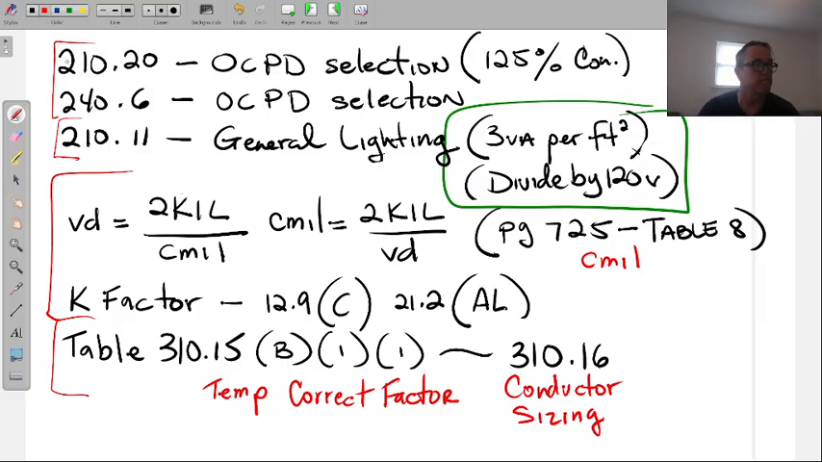Will the journeyman exam have you do calculations on pipe bends and stuff like this? Yes, yeah. You'll get standard 90s and offset questions on a journeyman exam.